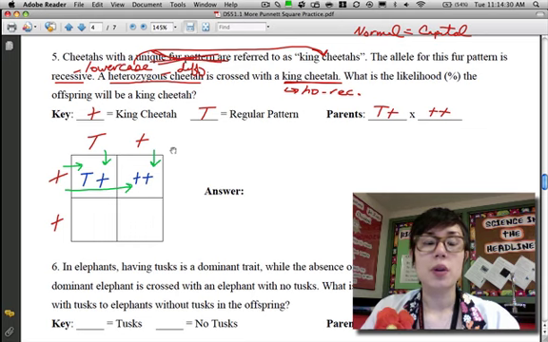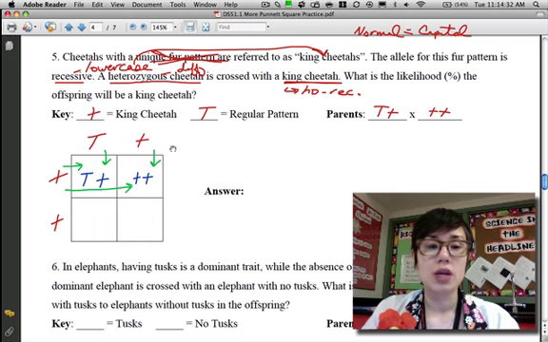Now, just like I've done on my previous examples, I want to go ahead and write in the phenotype so that I don't get confused. In this quadrant here, I have a big T, little t, so I know that anytime I have this big guy, this little guy doesn't matter because this guy is the strongest. The capital letter's dominant. It's stronger, so you're never going to see this lowercase letter. So that represents a normal or a regular pattern. So I'm going to write normal here. And then my 2 lowercase t's represent my king cheetah. So I'm going to write king in this quadrant.